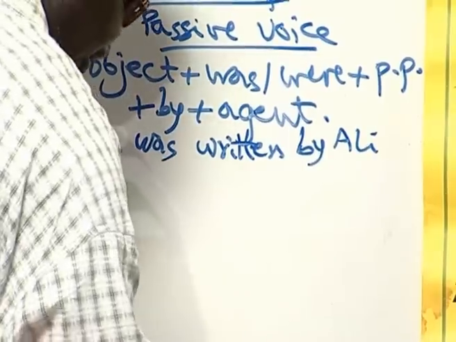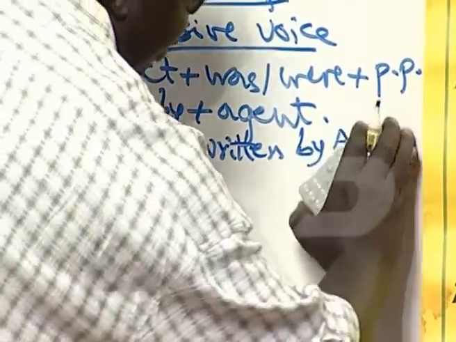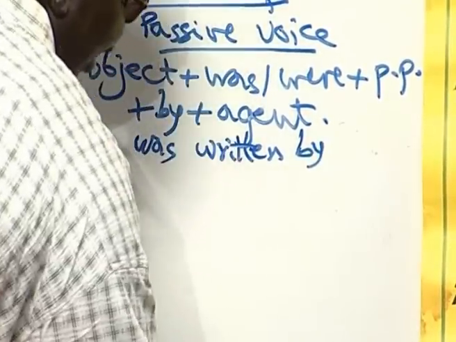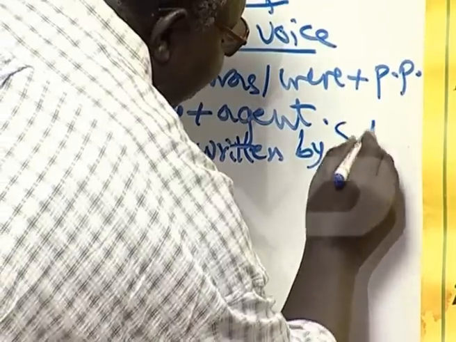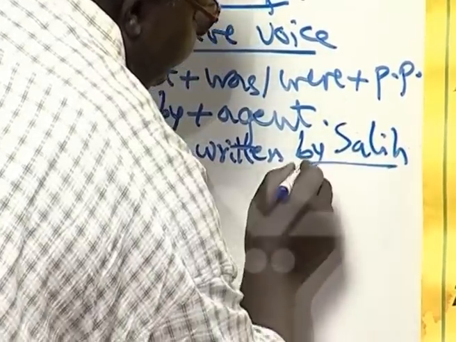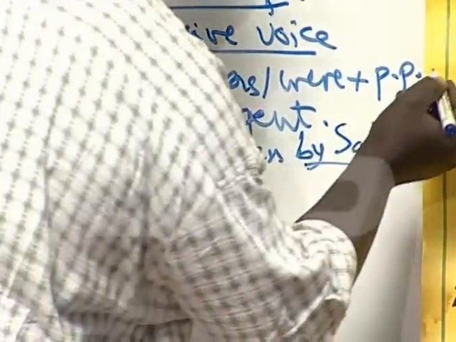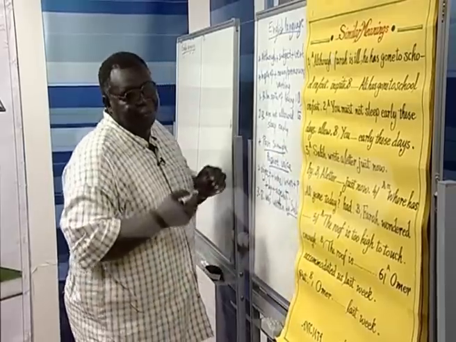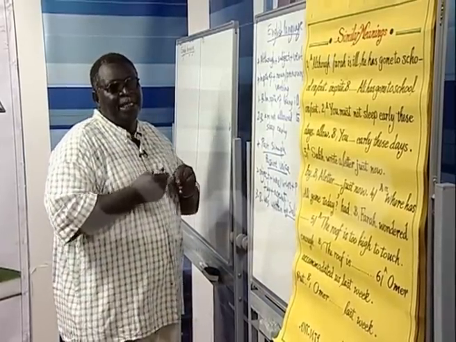Here I must write by Ali, or sorry, I'm very sorry. This is Salih, not Ali. Yes, we have by Salih. If somebody is asking you, why are you writing by Salih? You are writing by Salih because you are given the preposition by in the margin. Let me repeat myself at this point.